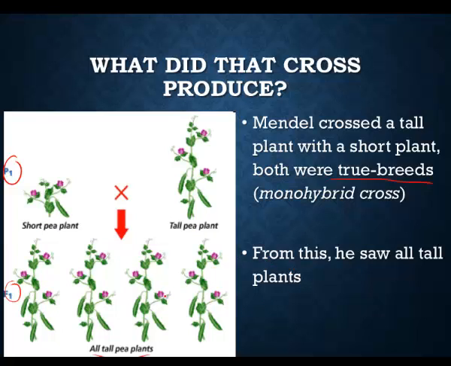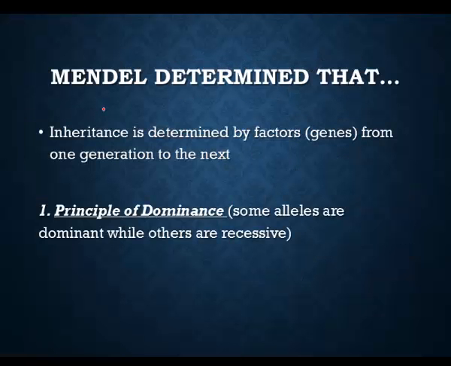And he had to do a little more testing to figure it out. See if you can guess what he did as I switch here. So Mendel determined that inheritance is determined by factors, those are genes, or DNA. He didn't know that DNA was out there, but we know now.